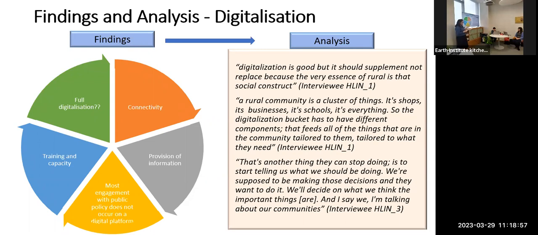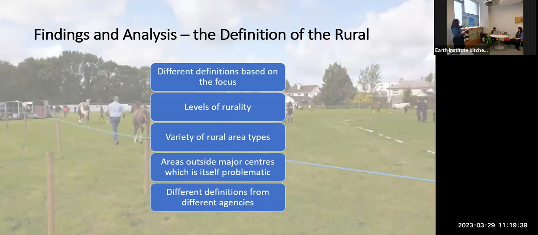Again, with some of the quotes: digitalization is good, but it should supplement and not replace, because the very essence of rural is that it's a social construct. A rural community is a cluster of things. It's shops, it's businesses, it's schools, it's everything. So the digitalization bucket has to have different components. And another thing they can stop doing is telling us what we should be doing. Everyone has been told, well, you should do this, but people feel like you're telling us from the outside what we should be doing in our rural communities. We have ideas too, but how can we communicate that?